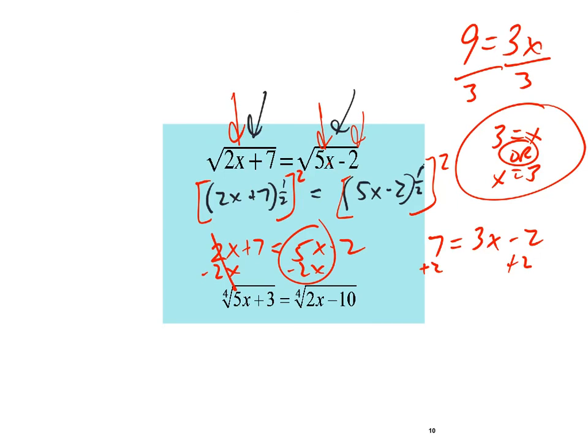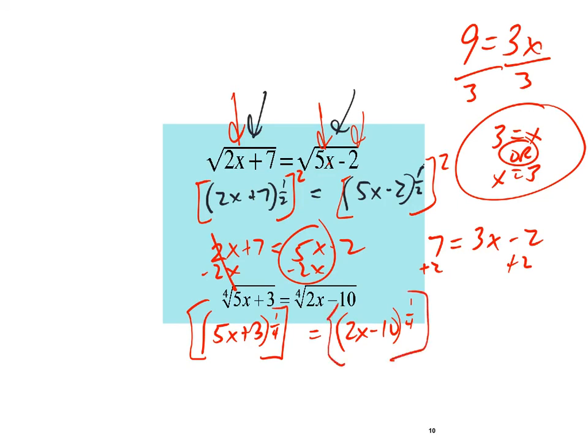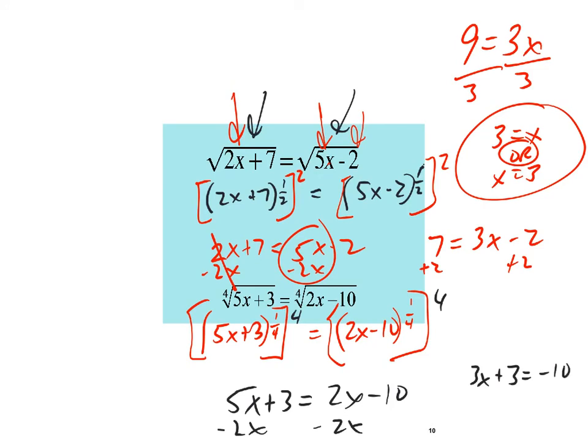Similarly, on the bottom one here, (5x plus 3) to the 1/4, because it's the 4th root, equals (2x minus 10) to the 1/4. And I can just raise both of these to the 4 as an exponent. And when I raise both to the 4, now 5x plus 3 equals 2x minus 10. Subtract the 2x from both sides. That gives me 3x plus 3 equals negative 10.